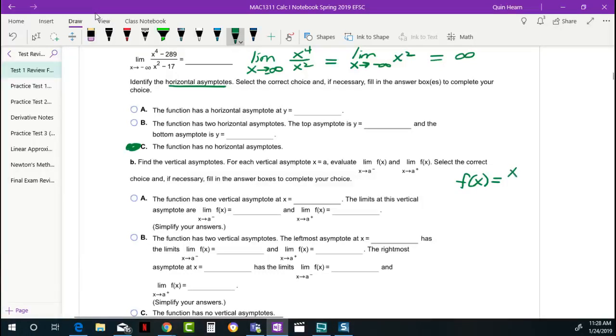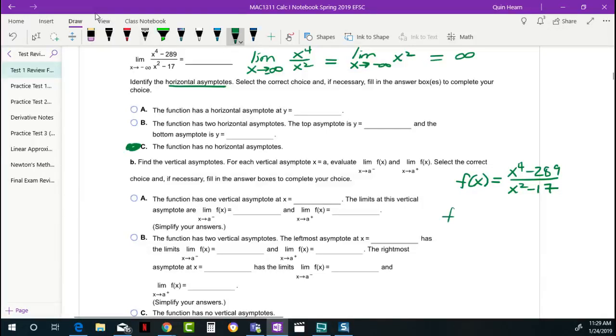So we have f of x equals x to the fourth minus 289 over x squared minus 17. All right, so the function will be undefined anywhere that the denominator is 0, but that may or may not indicate a vertical asymptote. To be sure, you need to reduce the function to lowest terms by factoring.